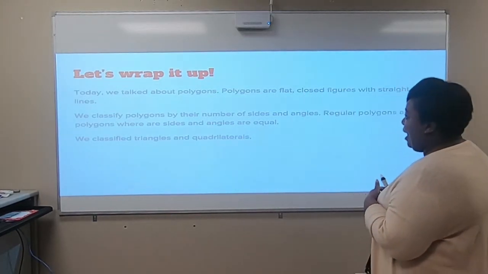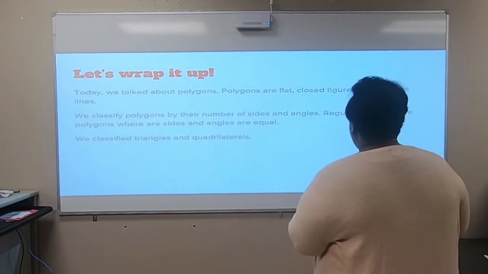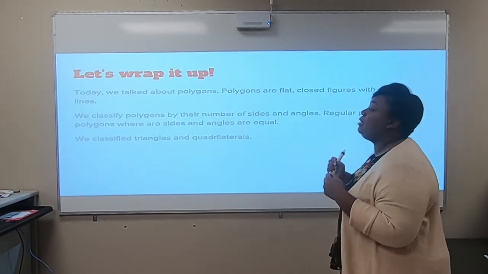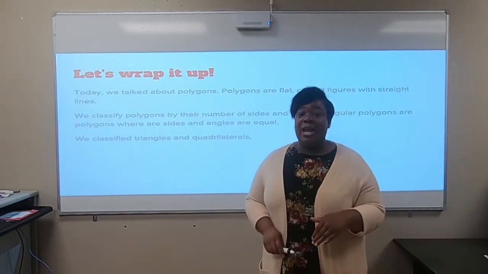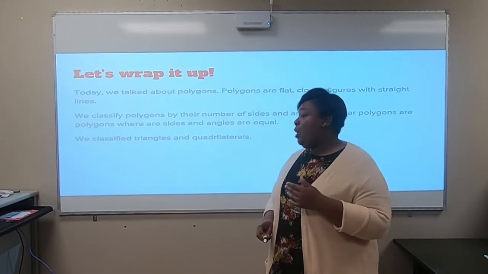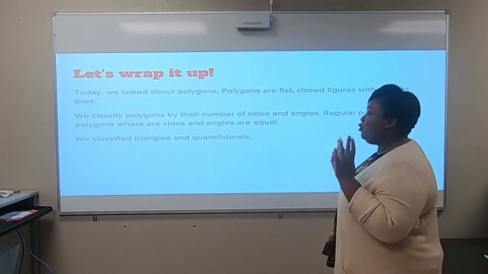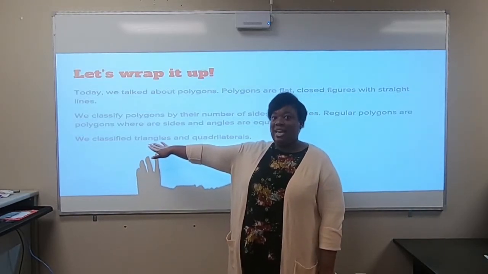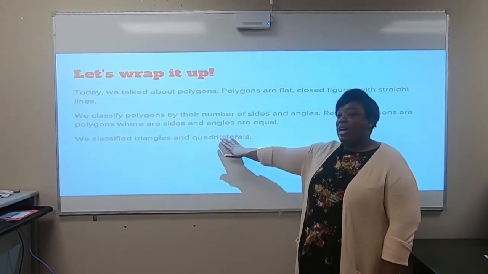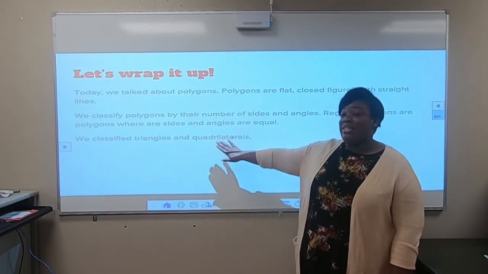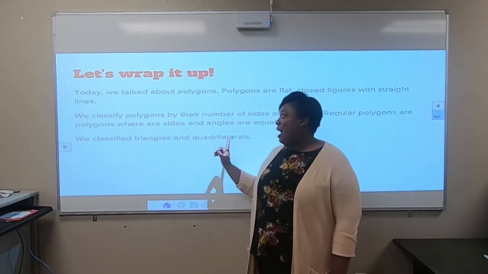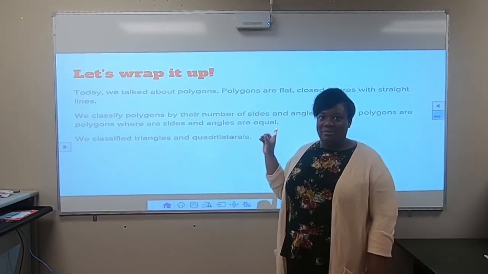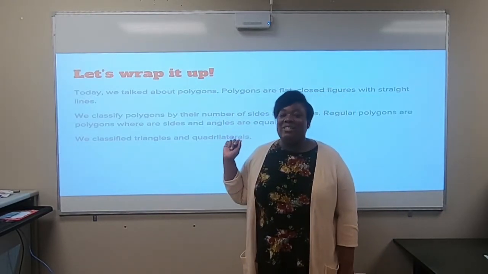We classify polygons by the number of sides and angles they have. And regular polygons are polygons where the sides and angles are equal. Today we classified triangles and quadrilaterals. Remember, triangles have 3 sides and 3 angles. Quadrilaterals have 4 sides and 4 angles. Can anybody remember the only regular quadrilateral? That's correct. It's a square.